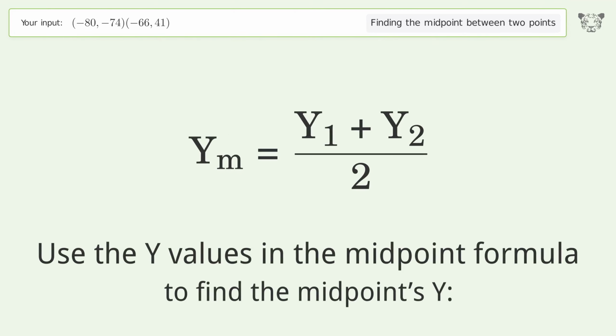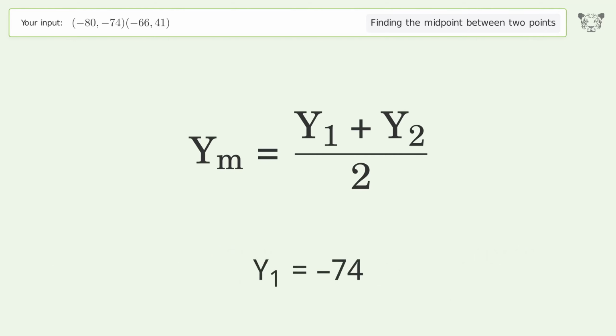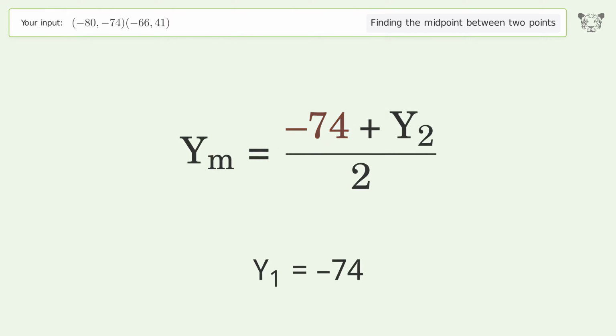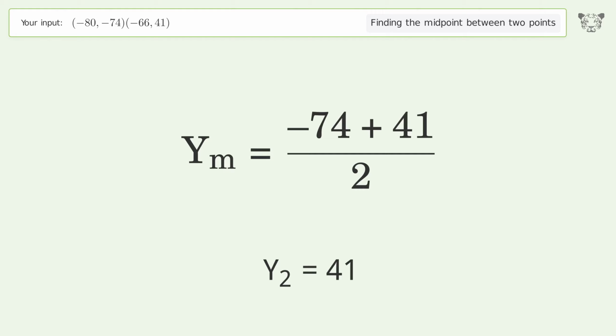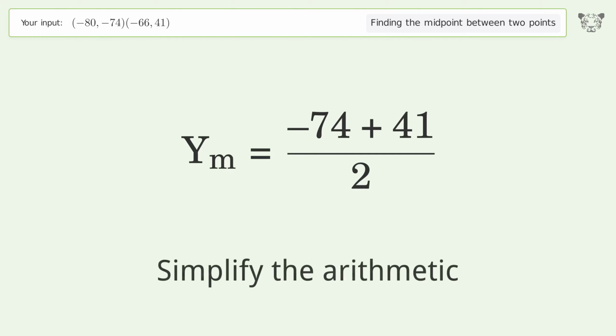Use the y values in the midpoint formula to find the midpoints y. y1 equals -74. y2 equals 41. Simplify the arithmetic.